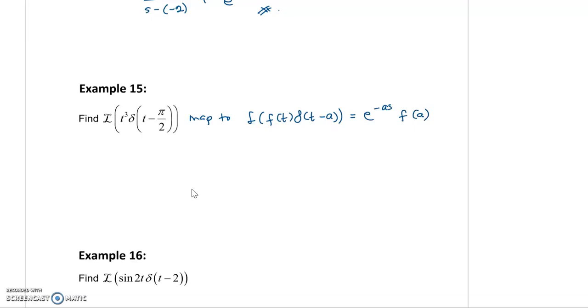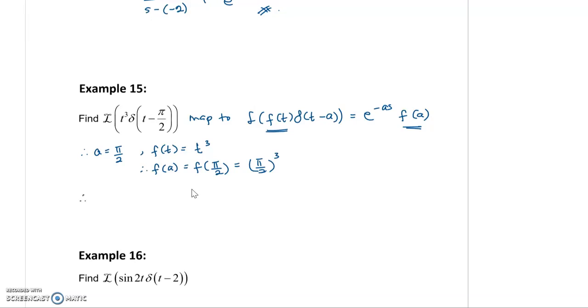Okay, so by mapping to the table, we know that in this case our a is pi over 2, from t minus a. Then our ft is the function that you multiply to your delta function, so what we have is t cubed. The answer should be exponent negative as times fa. Since our ft is t cubed, fa is just f pi over 2. So you just substitute pi over 2 to the power of 3, because ft is t cubed, so f pi over 2 is just pi over 2 cubed.